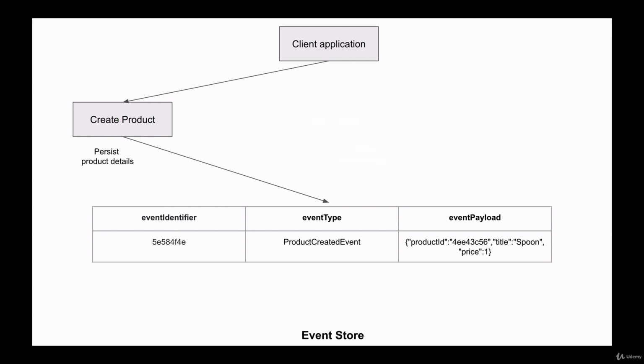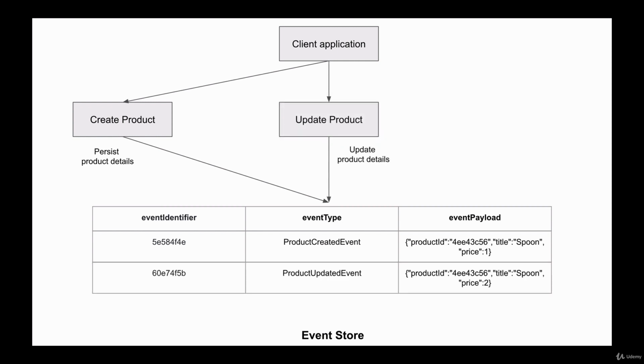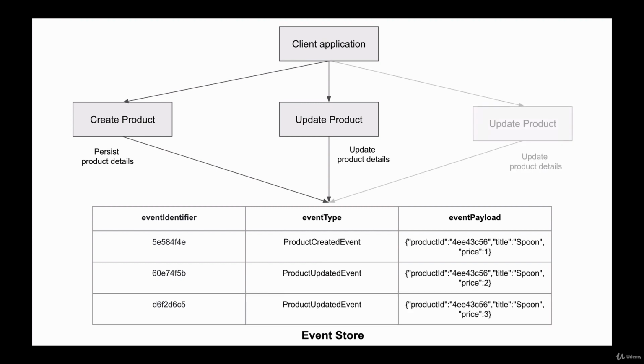Now, when a client application sends an update product request, this will result in a product updated event created and stored in an event store database again. Notice that in the event store database, we do not update an existing record, but we store a new event that took place as a new record in a database. And when the client application sends a new request to update product details again, this will result in a new product updated event created and stored in the event store database.